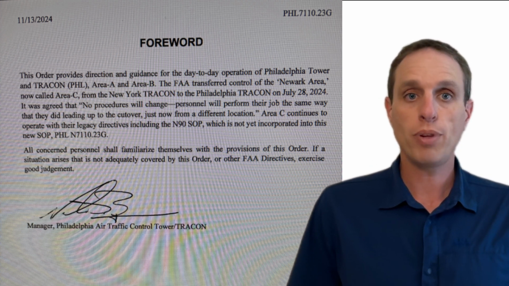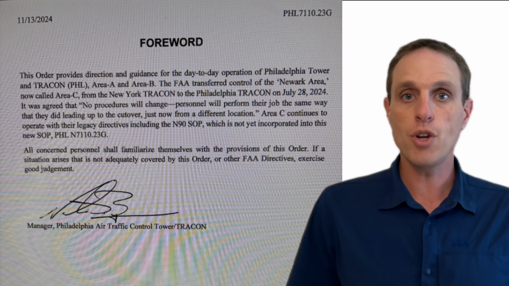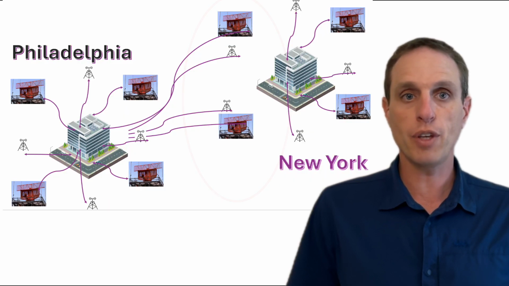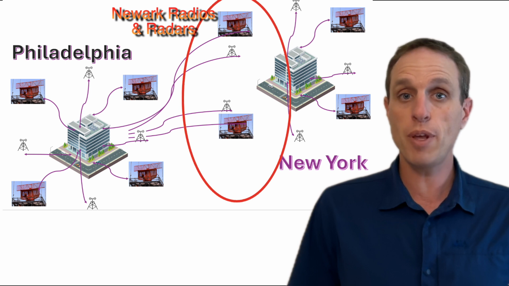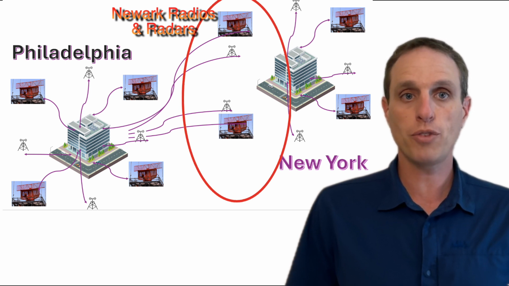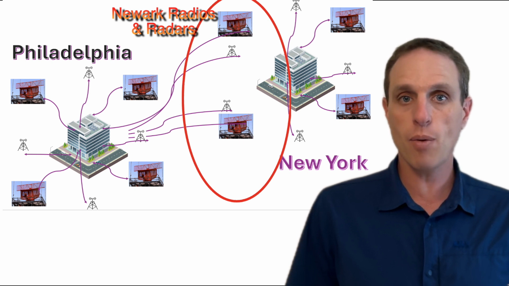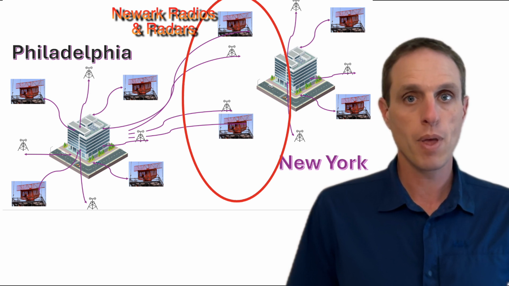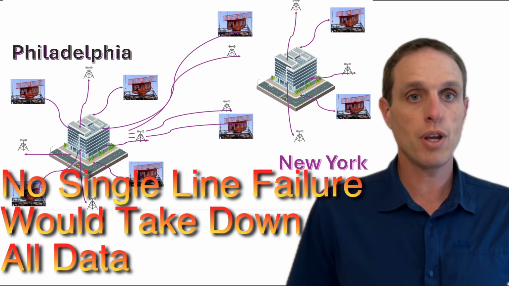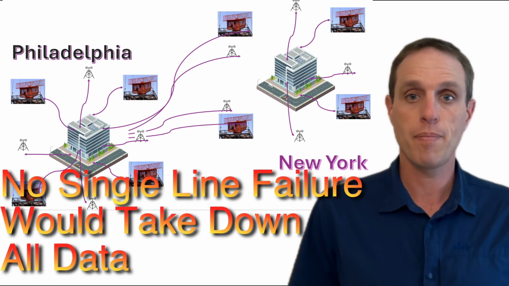Supposedly, there are now plans to actually integrate the Newark sectors into the Philadelphia STARS system the way it should have been from the beginning. Done properly, the terminal control workstations will be connected to the Philly STARS. The Philly STARS will also have its own inputs from the radars and ADSB towers around Newark and Teterboro. With this proper adaptation, no single line failure would take down all data.